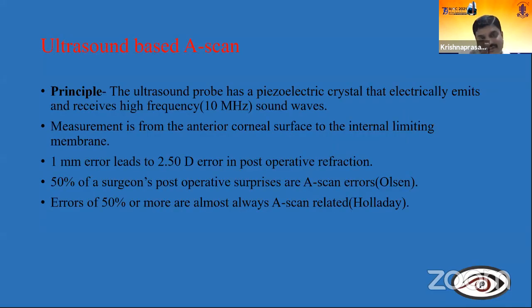So these are the principles behind ultrasound. The ultrasound probe has a piezoelectric crystal that electrically emits and receives high frequency sound waves. The measurement is from the anterior corneal surface to the internal limiting membrane. Suppose you have a 1 mm error, that leads to almost 2.5 diopters in postoperative refraction. So 50% of a surgeon's postoperative surprises are A-scan errors, and even errors of 50% or more are always A-scan related.